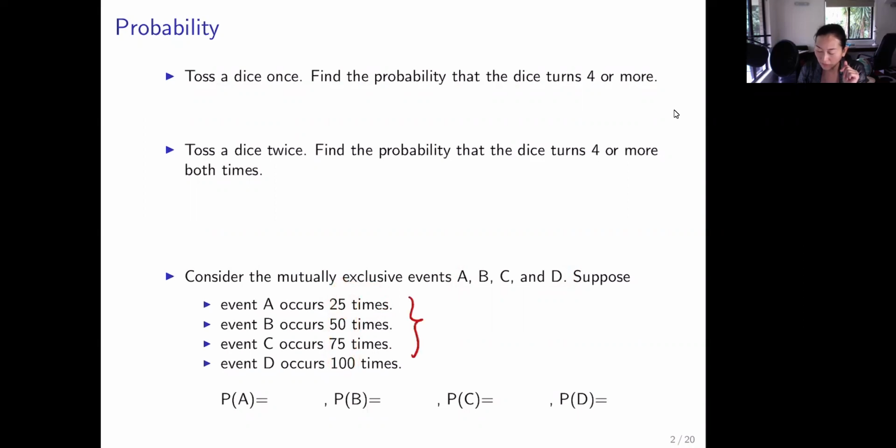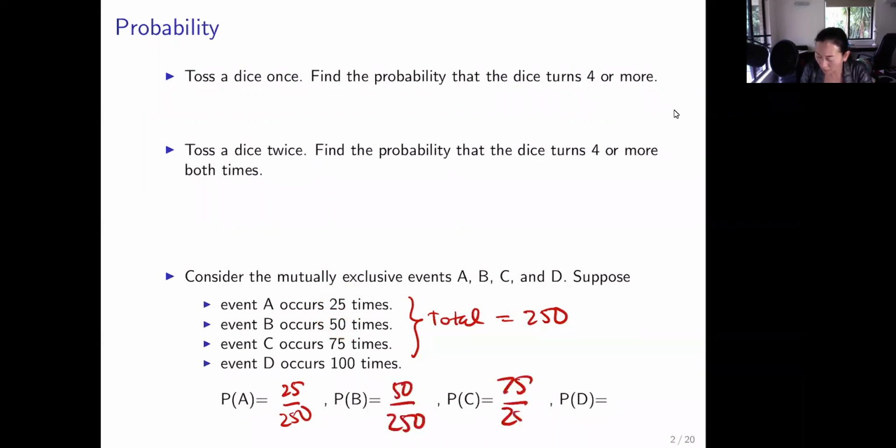So we know that the total is 25 plus 50 is 75, plus 75 is 150, plus 100 is 250, right? So the probability that the event A occurs will be 25 out of 250 times. Okay. And for B, that will be 50 out of 250. For C, 75 out of 250. And for D, it is 100 out of 250.